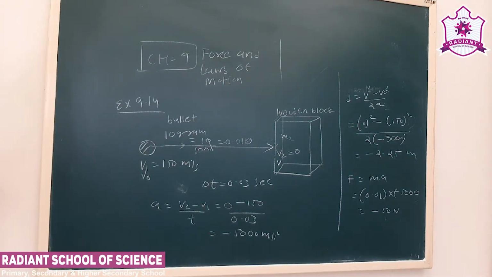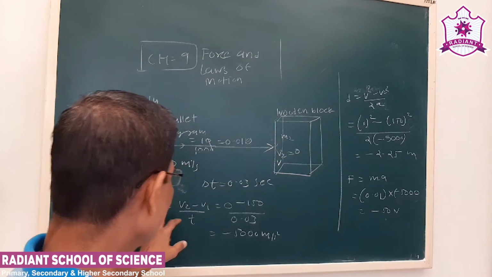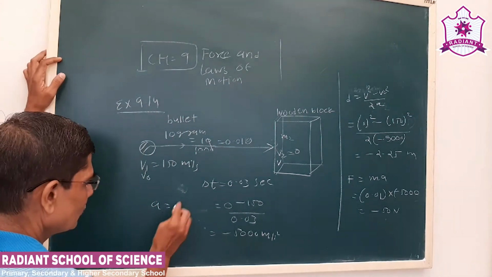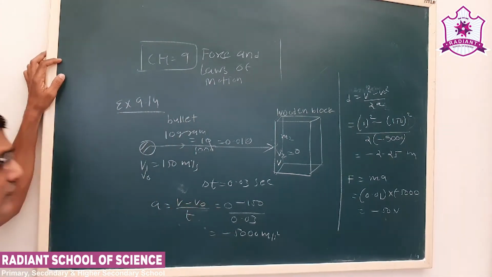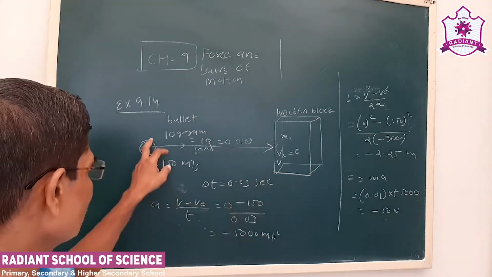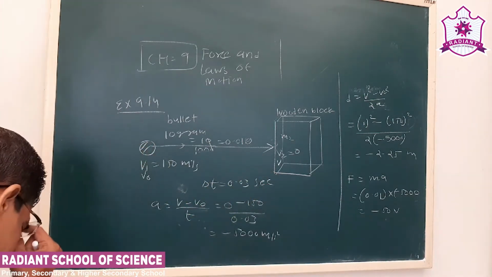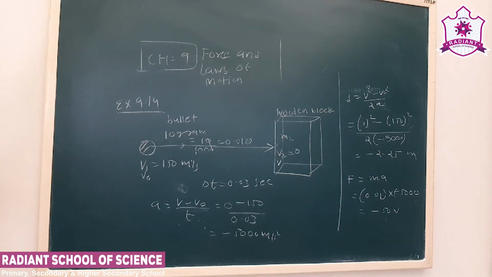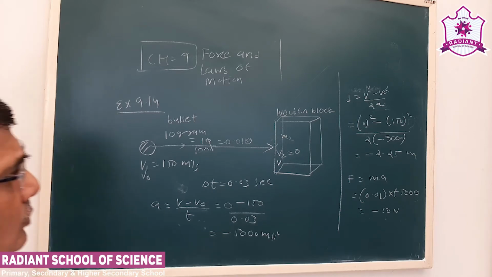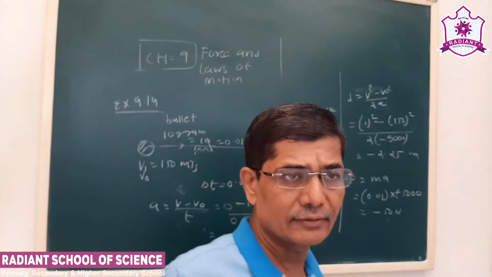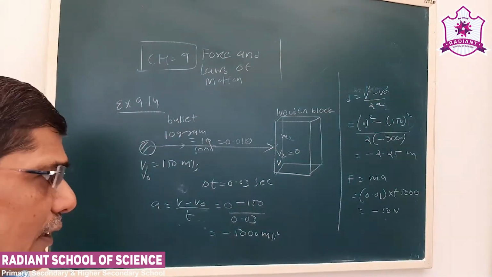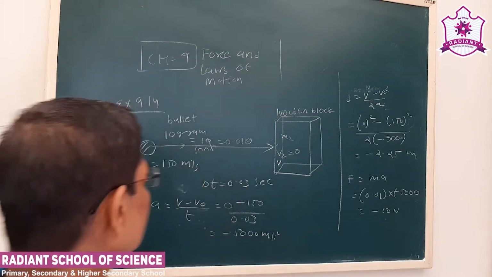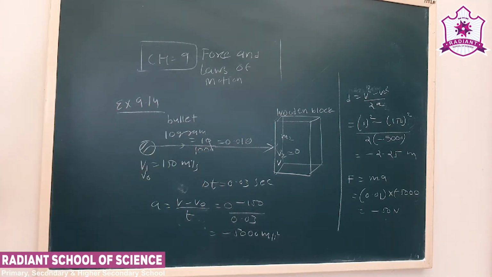So this is how we can calculate the acceleration. We have used the formula, or you can use the formula A is equal to V minus V0 upon T. Final velocity is 0, V0 is 150, time is 0.03 second, so you can calculate again. These are retardation, then the distance formula we have used this, and F is equal to ma. That will give us the magnitude of the force. Now see the next example.